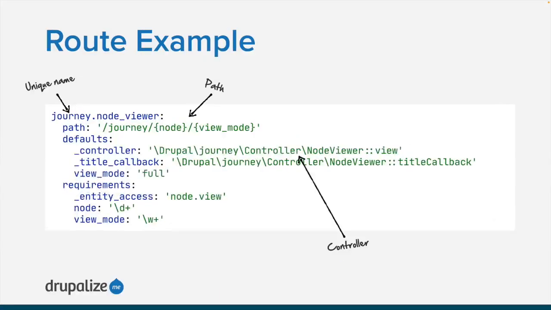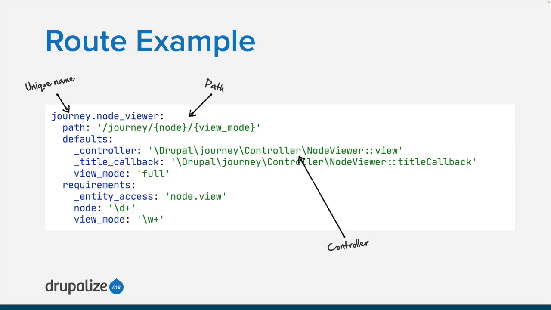Every route consists of a unique identifier, a path that Drupal will use to match against URLs in order to know when to use this route, a controller, which is really the full name of a method on a PHP class that serves as the callback for the route, and additional configuration that provides instructions to Drupal on what it should do when this route is matched.